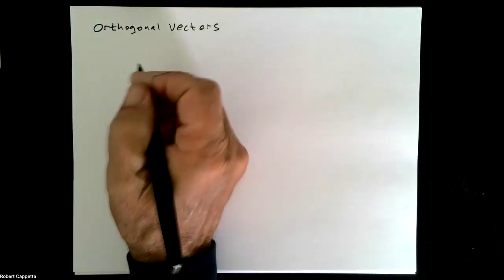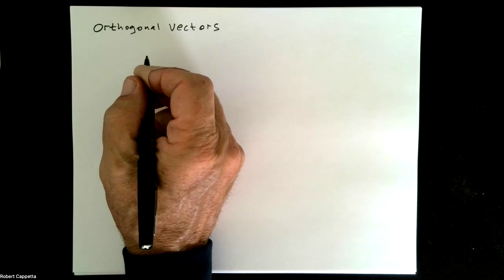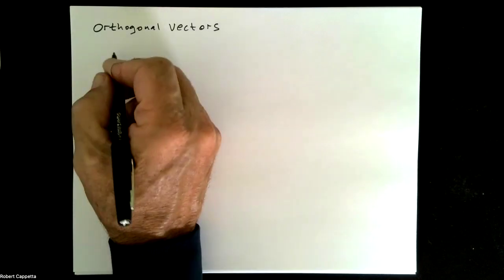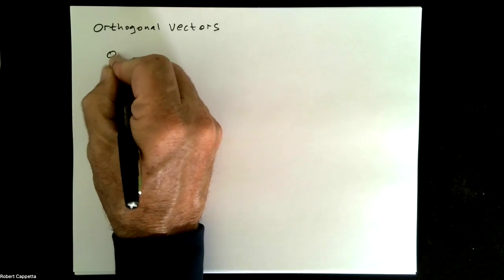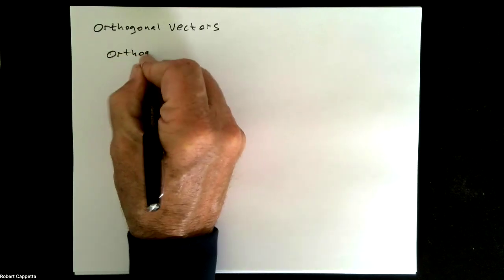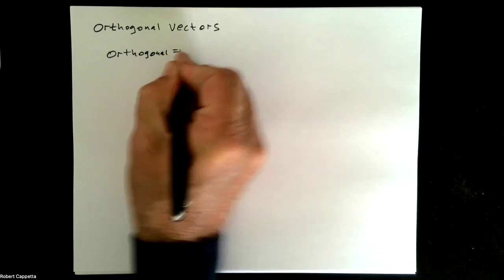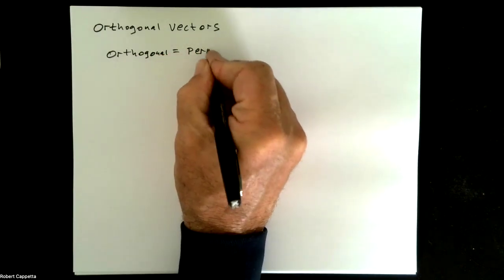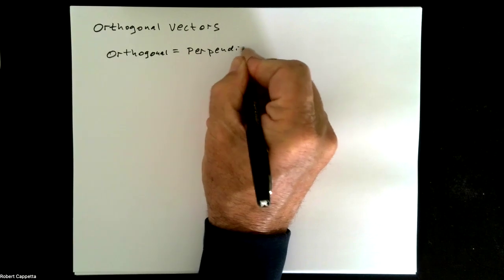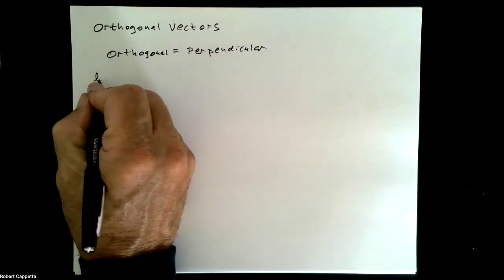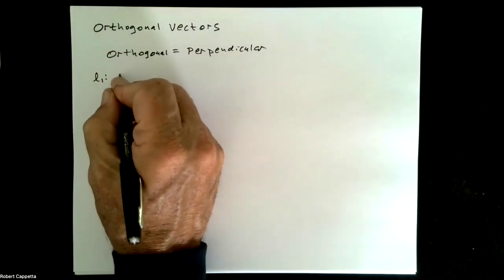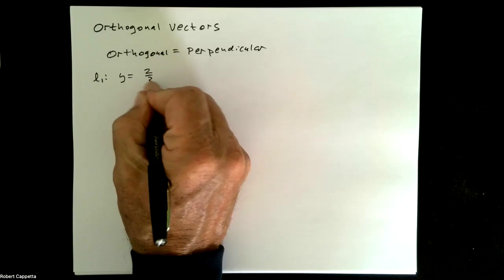So this lesson's on orthogonal vectors. So what does that word mean? What is orthogonal? Well, we tend to use the word orthogonal when we talk about vectors that are perpendicular. So just keep that in mind, that orthogonal equals perpendicular.